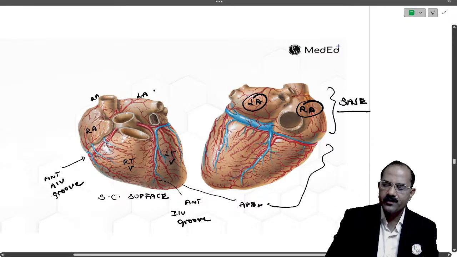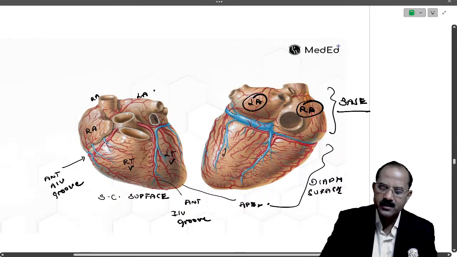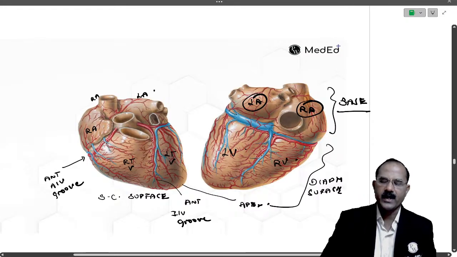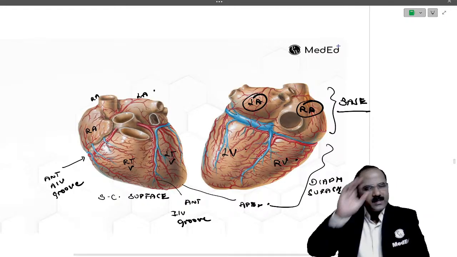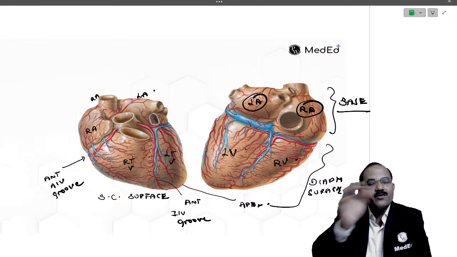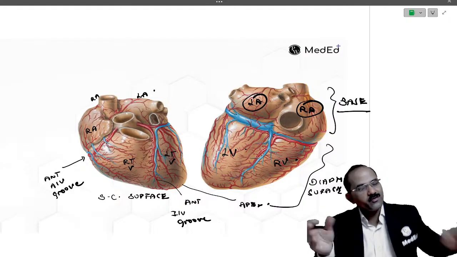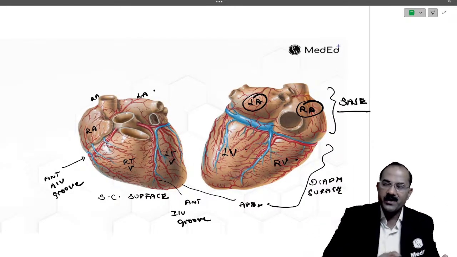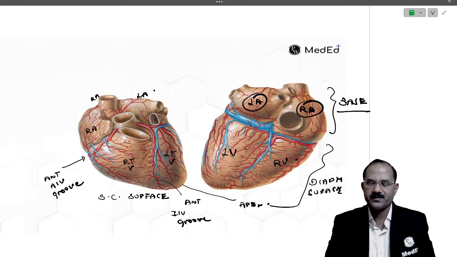And what is this surface of the heart known as? This is the diaphragmatic surface of the heart. The diaphragmatic surface of the heart is made up of the left ventricle and the right ventricle. Is it clear? So one is the sternocostal surface, the apex. Behind is the base of the heart. The base of the heart is formed by both the atria, and the diaphragmatic surface which lies on the diaphragm is formed by both the ventricles, the right ventricle and the left ventricle, mainly left, partly right ventricle.